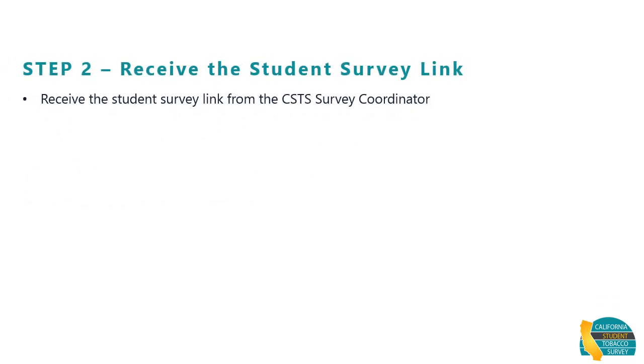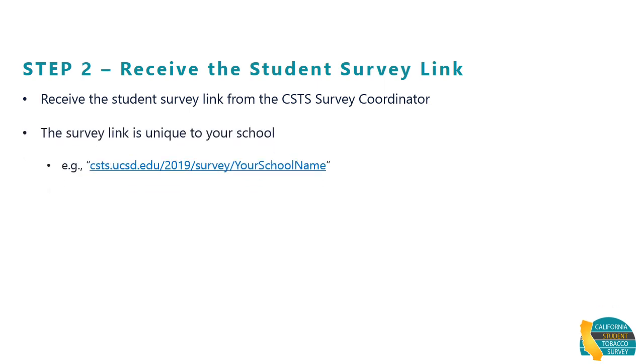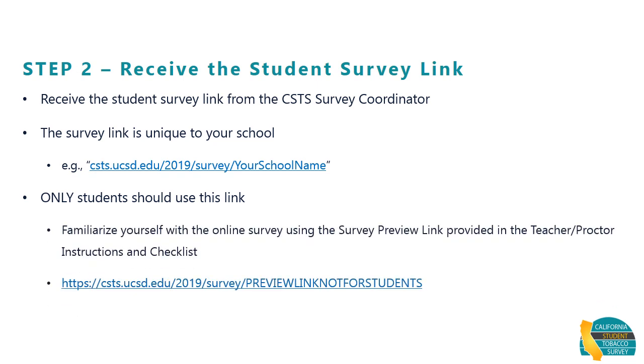The survey coordinator will receive the student survey link from the CSTS specialist 1 week before your school begins administering the survey. Your survey coordinator will provide the survey link to you then. The survey link is unique to your school. It is crucial that you provide the correct link. It's also very important that only students access this link. Because the survey is anonymous, we cannot distinguish between teacher previews and actual student data. If you would like to familiarize yourself with our survey in advance, please use the separate preview link.